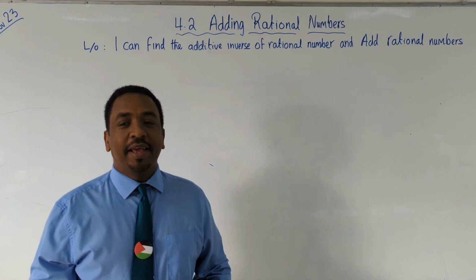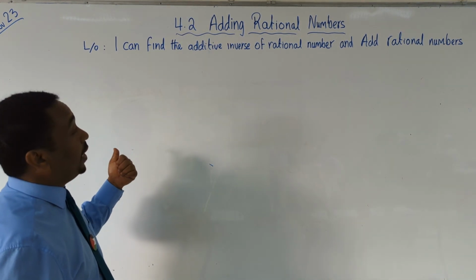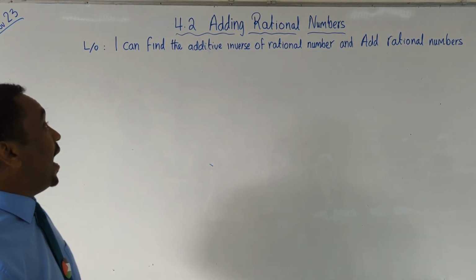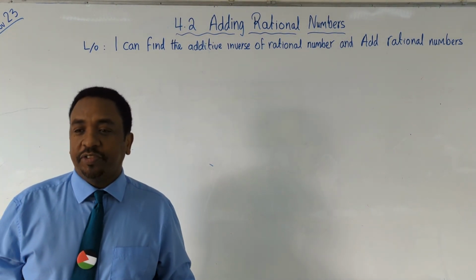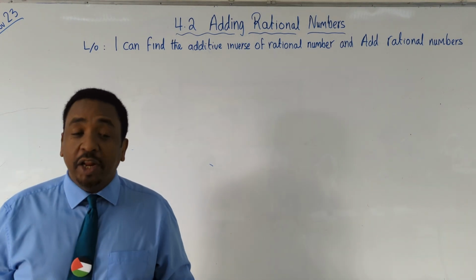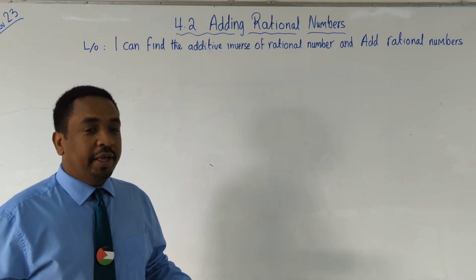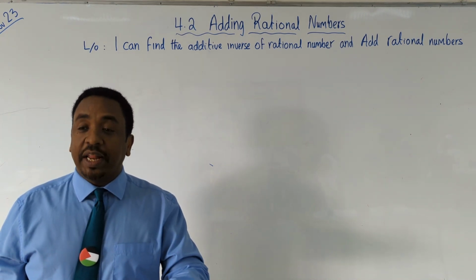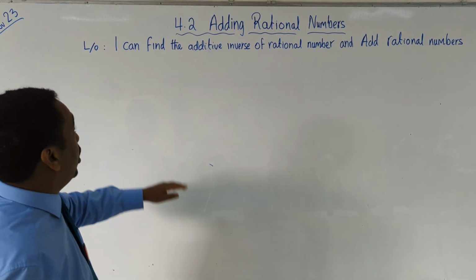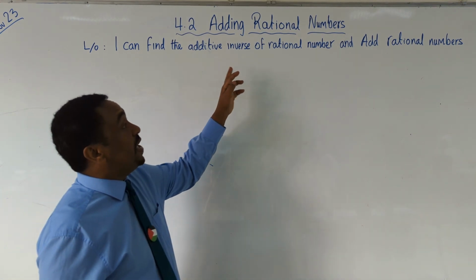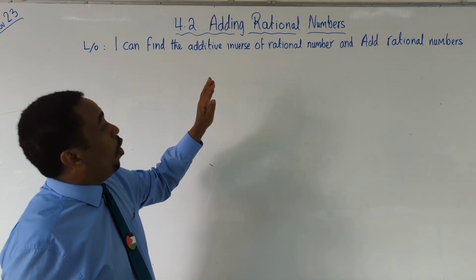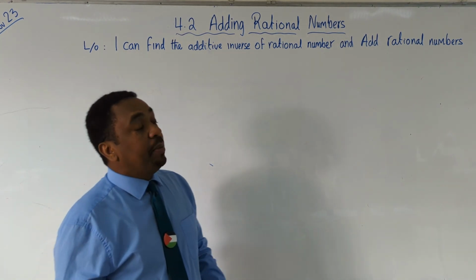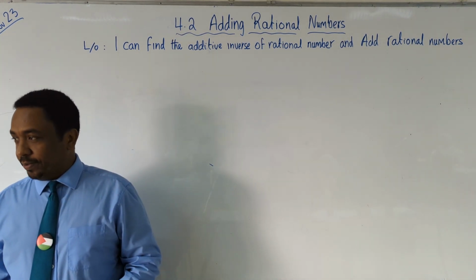Today we are learning lesson 2, chapter 4. This is adding rational numbers. Okay? So the learning objective for today is, after we finish the lesson, everybody should be able to find the additive inverse of a rational number. And we need to be able to add rational numbers.